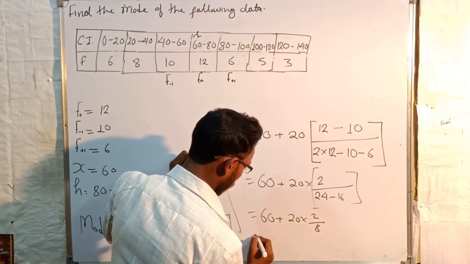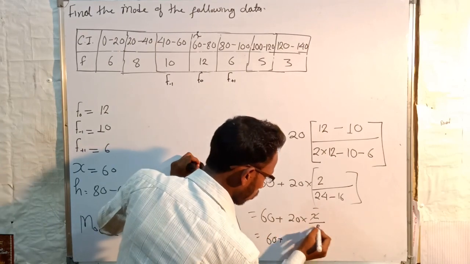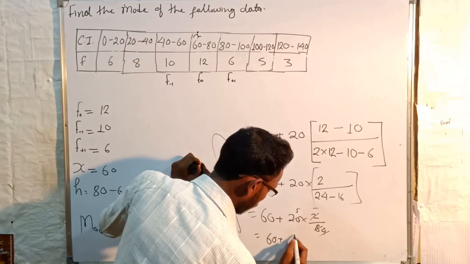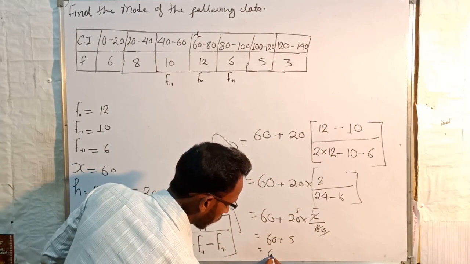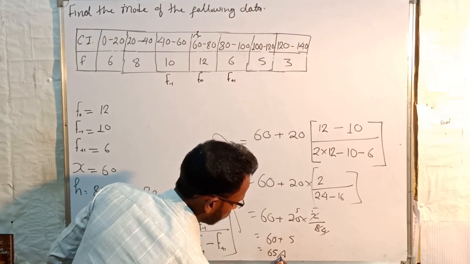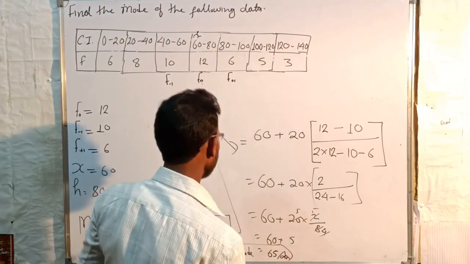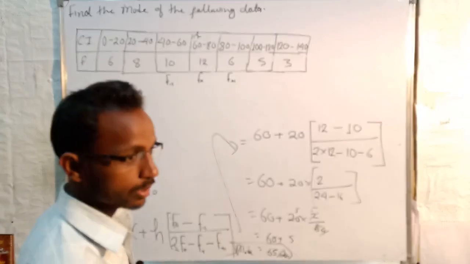24 minus 16 is equal to 8. So this becomes 60 plus 20 multiplied by 2 divided by 8. The 4s cancel out, and the 5s cancel, so what is left is 5. That means the answer will be 60 plus 5, that is 65. This is our mode. In this way you can solve any problem that will come in your examination. Okay, thank you.